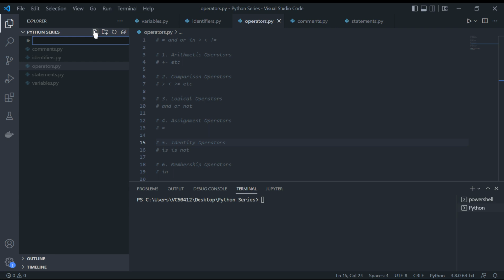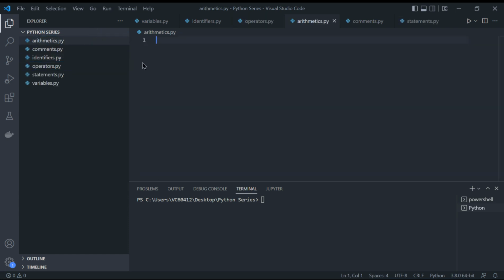Now, let's create a file, arithmetics.py. Here is where we would perform all arithmetic operators logic. What are arithmetic operators? They help us to perform mathematical operations in Python. We have a few of them like addition, subtraction, division, multiplication, modulo, floor division, exponents, and many others. But before we start, let me just list all of them.